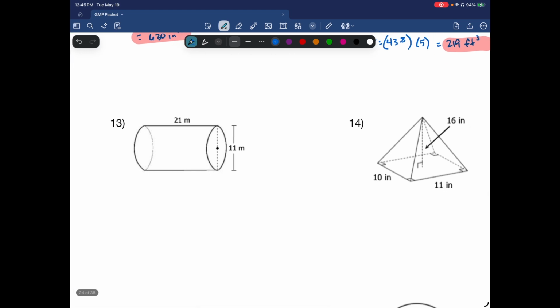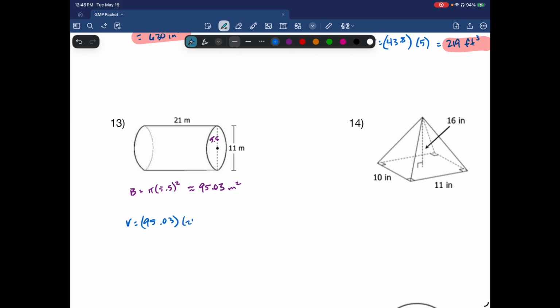For a cylinder, again, I need my base area. It says pi r squared. So that's going to be 5.5 for the radius. So that's going to be pi times 5.5 squared, which is going to give me, for an area, 95.03 meters squared.